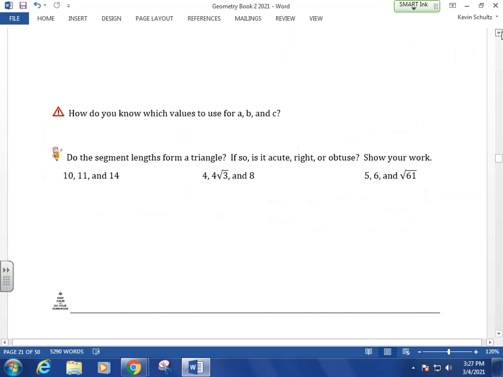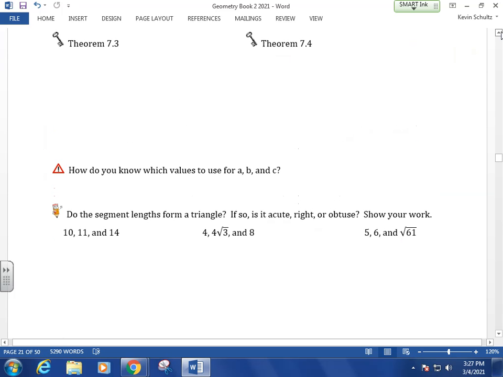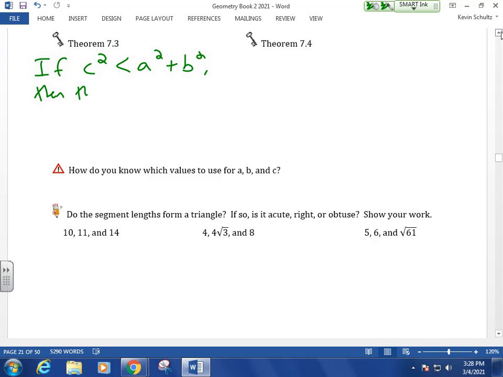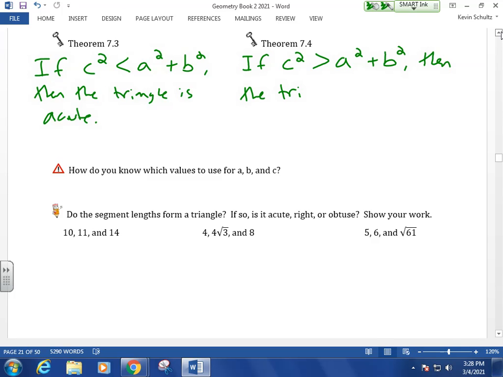Theorem 7.3 says that if c squared is less than a squared plus b squared, then the triangle is acute. Theorem 7.4 says that if c squared is greater than a squared plus b squared, then the triangle is obtuse.